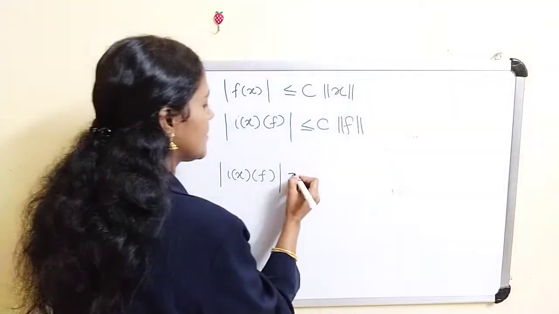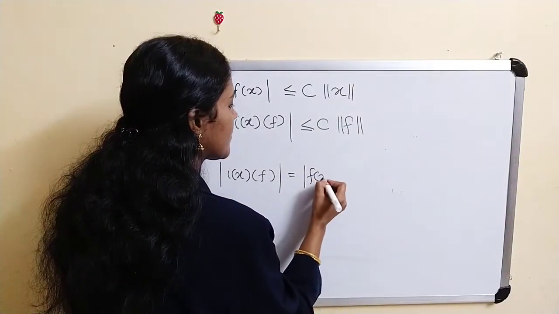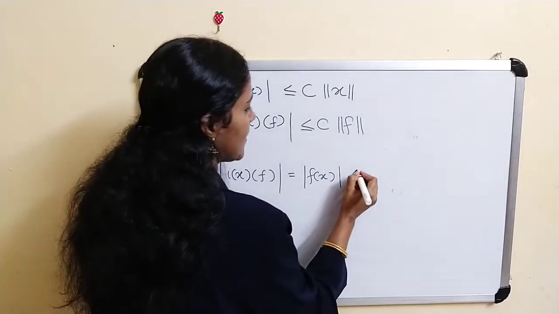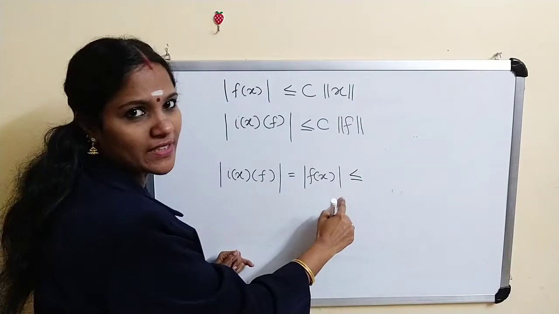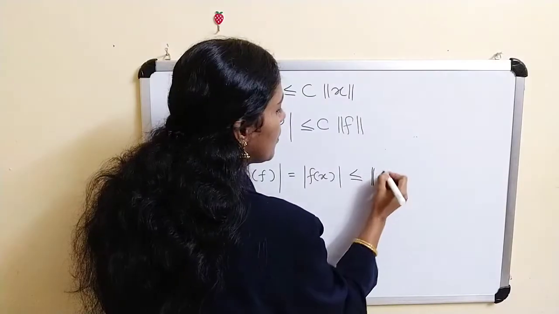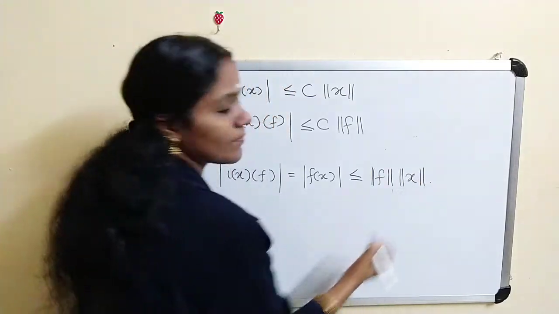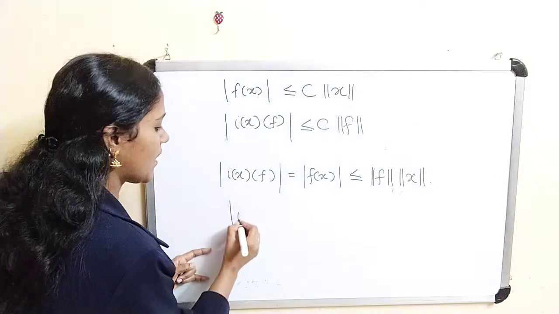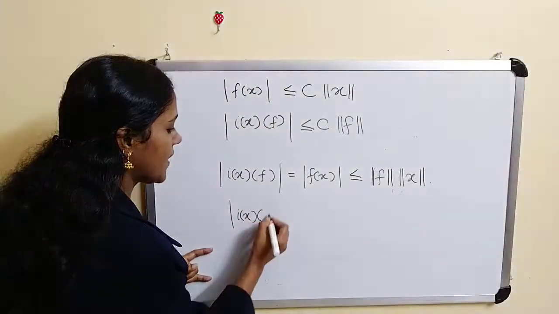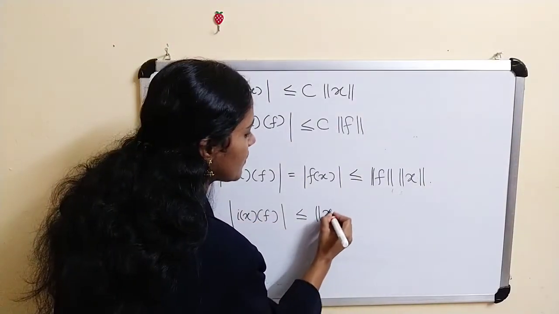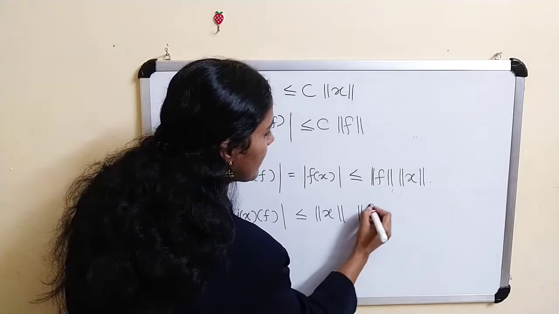By definition, this is equal to mod f of x. Okay. And this is less than or equal to, by the definition, norm of f into norm of x. Thus we get mod I of x of f is less than or equal to norm of x into norm of f.